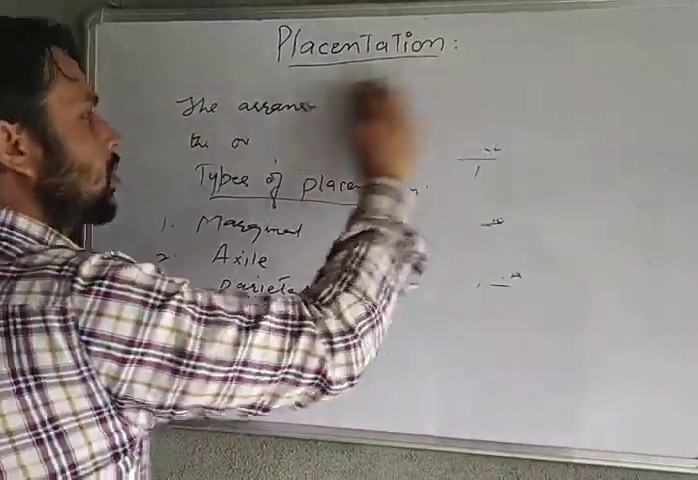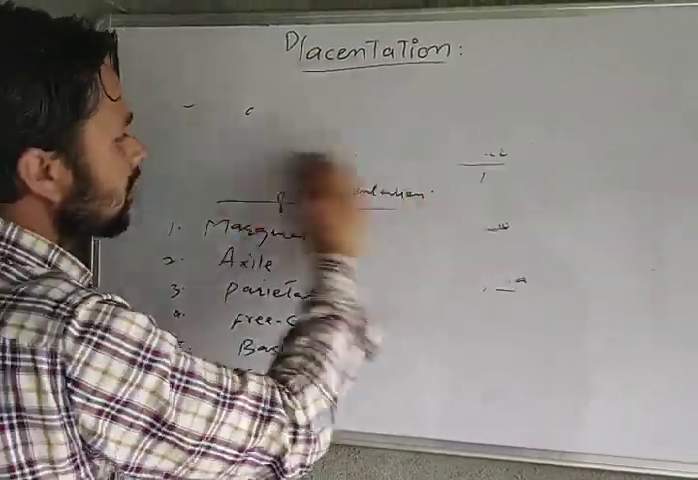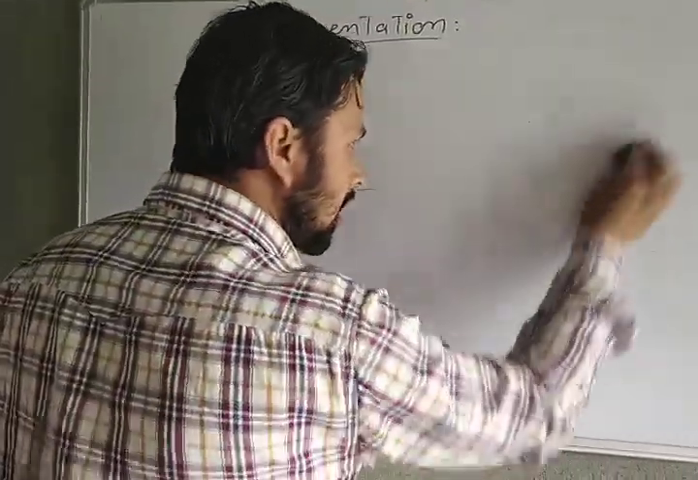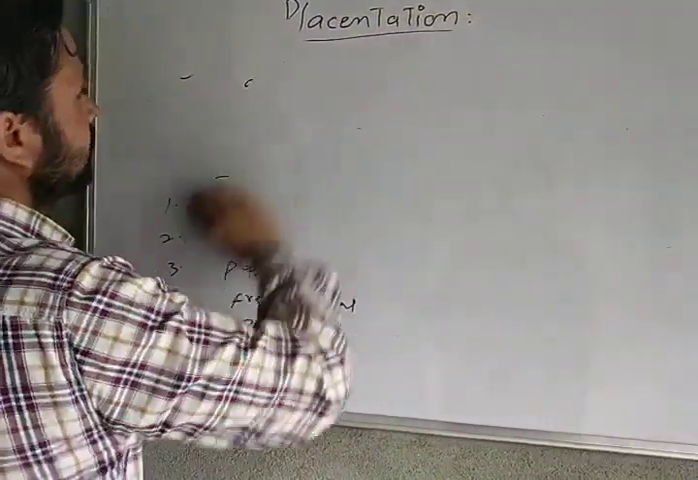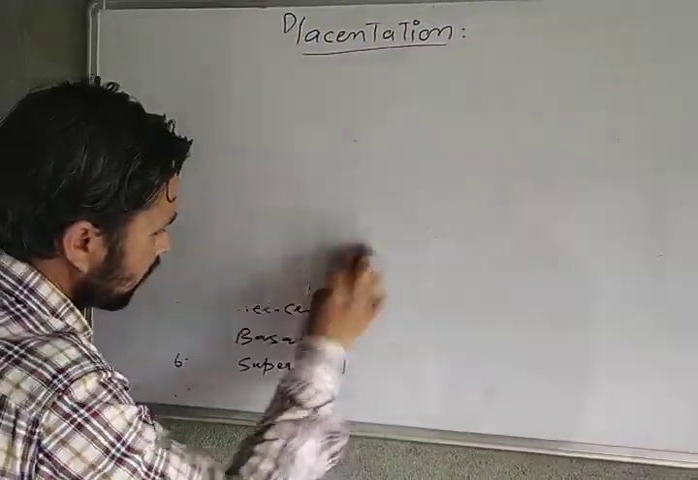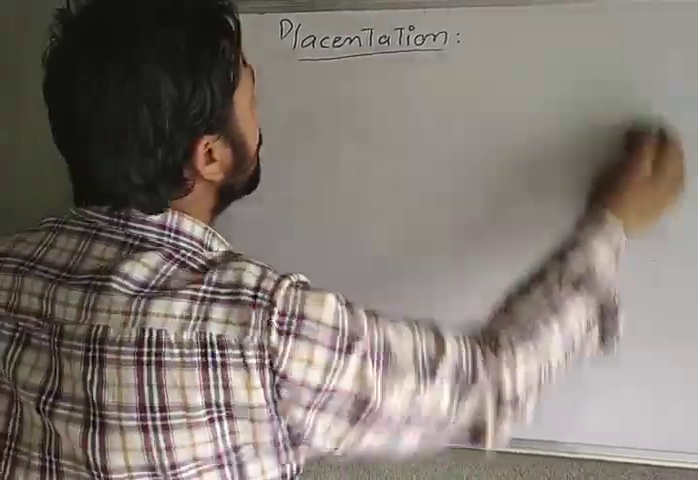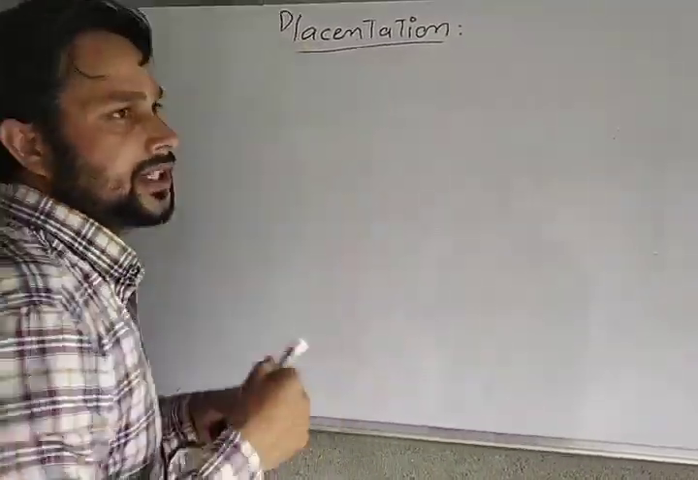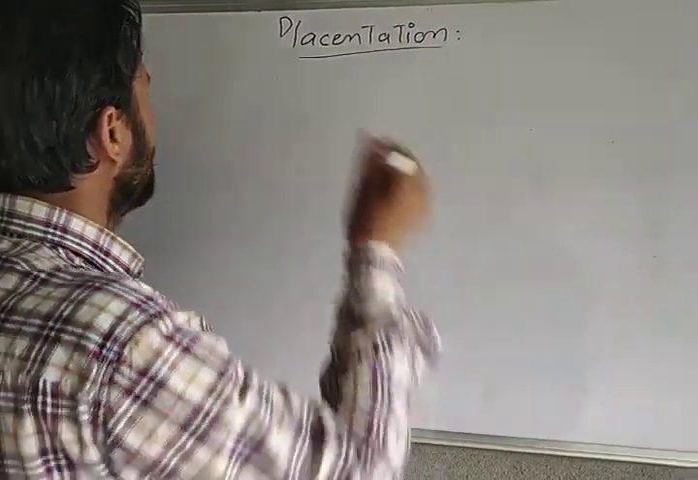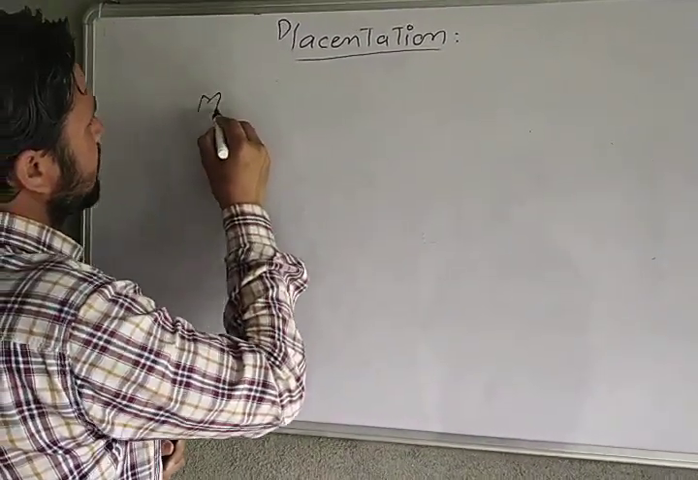Now you know what ovule is, what ovary is, what syncarpous condition is, and what multicarpellary, unicarpellary, multilocular or unilocular condition is, because we are going to use these points within these types of placentation. Okay, now marginal type of placentation.